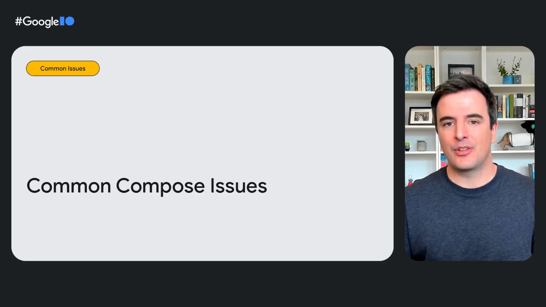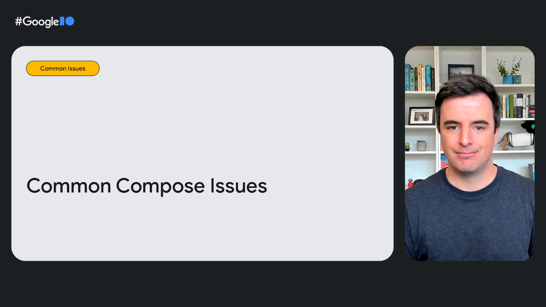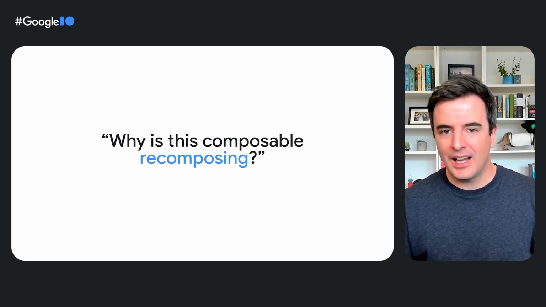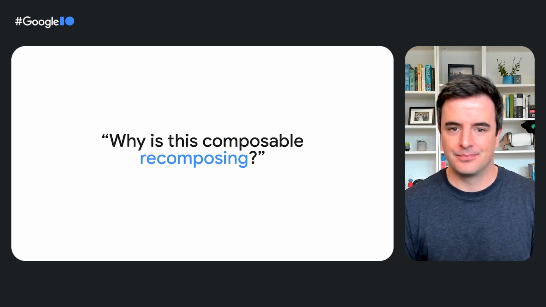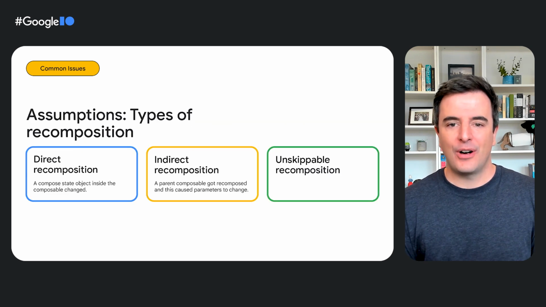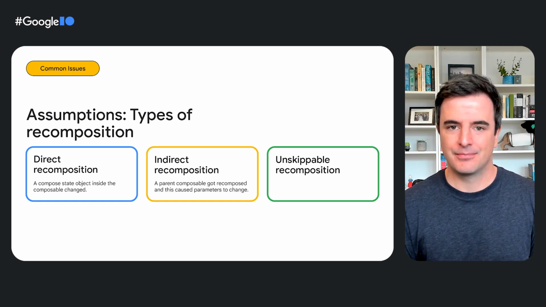Now we've set the groundwork for how to go about debugging, let's go over some common questions we have seen. First, probably the most common question we hear. Why is this composable recomposing? Let's define our problem. Our composable is recomposing, and we don't know what argument has changed to cause it. For our assumptions we are making, there are different types of recomposition. Direct recomposition, indirect recomposition, and also unskippable recomposition.